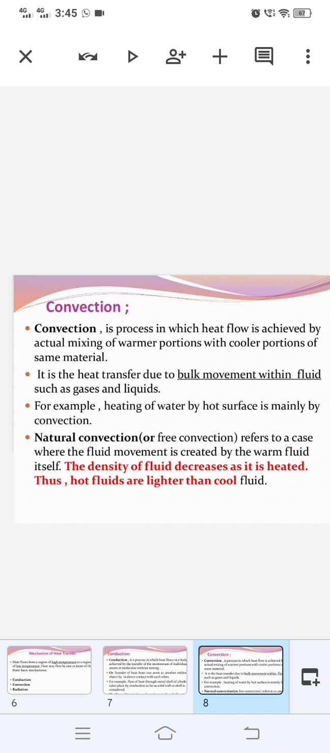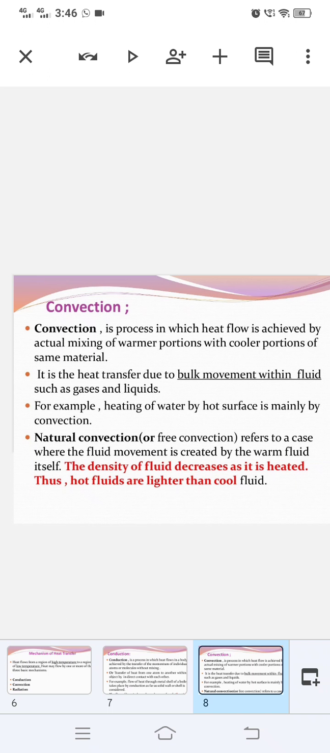Or in easy language, what is convection? It is the heat flow that is achieved by the mixing of a warmer portion of the fluid with the cooler portion of that same material. It is the heat transfer due to the bulk movement within fluids such as gases and liquids. Heating of water is the best example to understand convection.